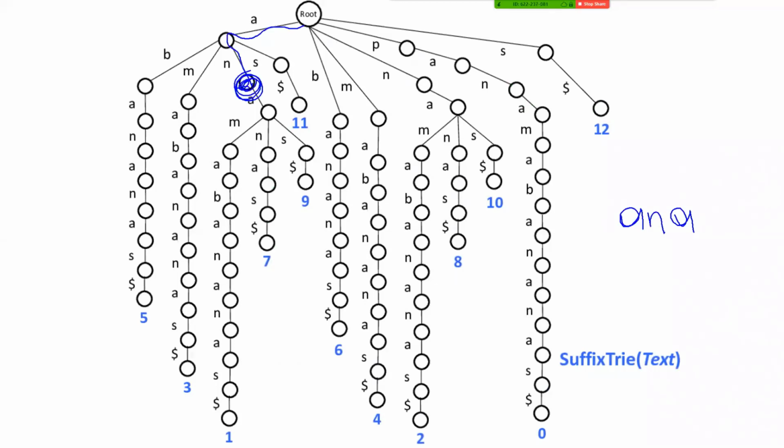So I know there's at least one match, but where is it, or where are they? What I would need to do is go down all the paths following that branch. And these are going to be the positions where the pattern ANA is present in the genome. And you can double check.